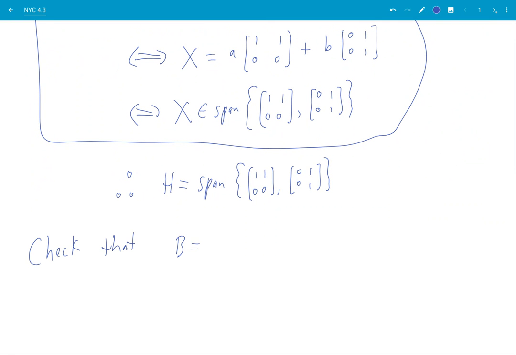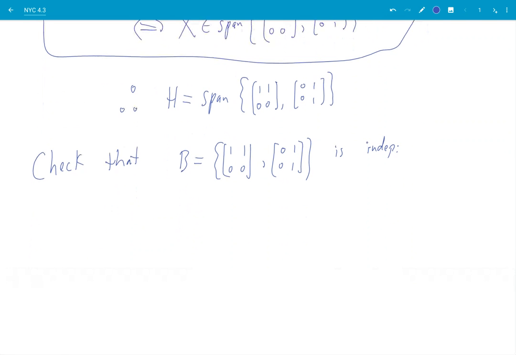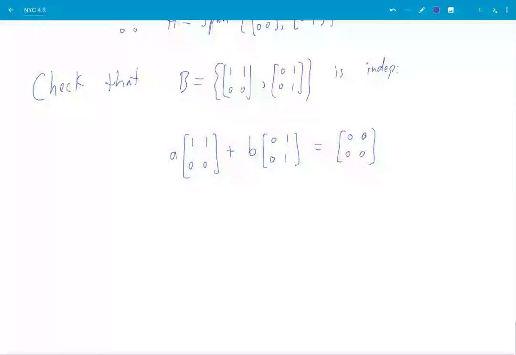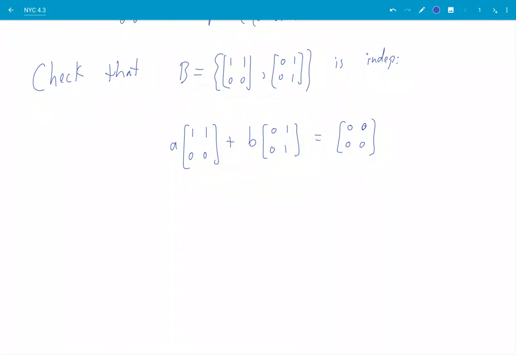Okay, last thing to check is that this, we'll call it B, is independent. Well, I do my usual thing. I take a linear combination. I set it equal to 0. And I see what the solution is.